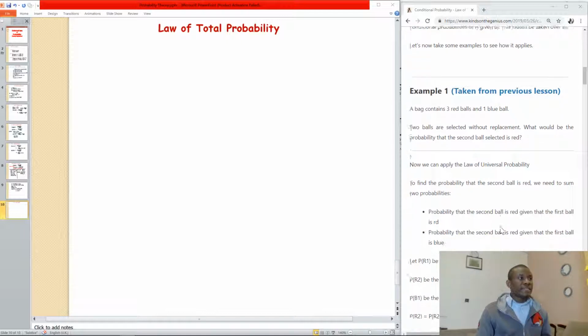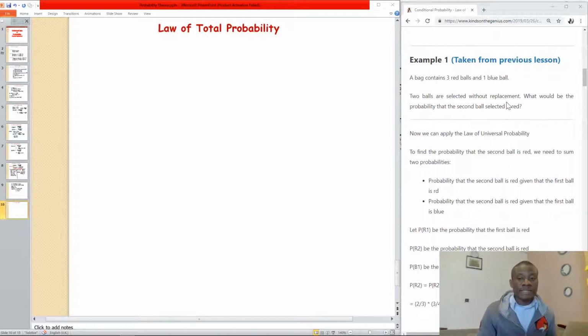Let's now take an example, using the same example from the previous lesson about a bag containing balls. You can review it in the previous lesson if you want. A bag contains 3 red balls and 1 blue ball. 2 balls are selected without replacement. What is the probability that the second ball selected is red?